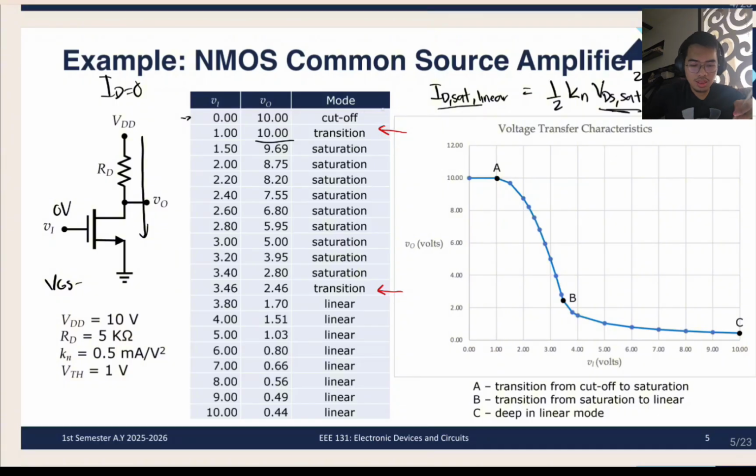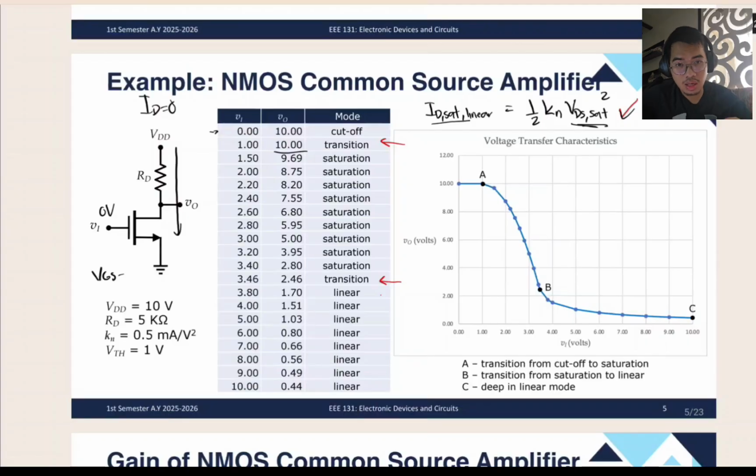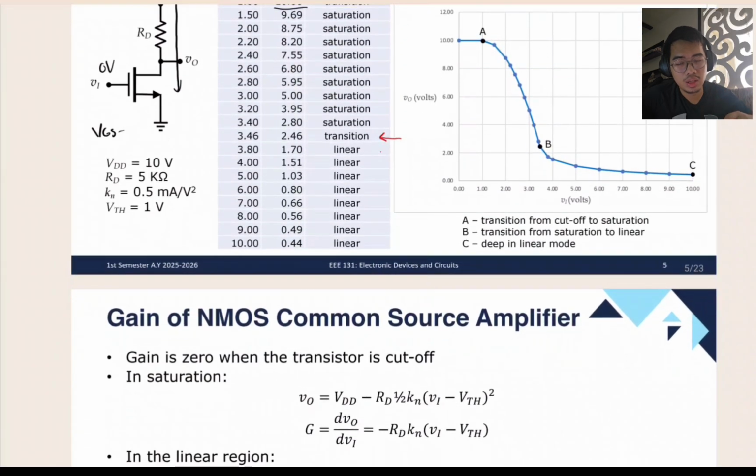It's very important that you know how to compute these transitions, because remember in our previous exercise, we used the transition to calculate the Q point that will provide us with the greatest output swing. And lastly, if we transition to linear, this is after that transition, and it will now follow the linear equation for the channel current.